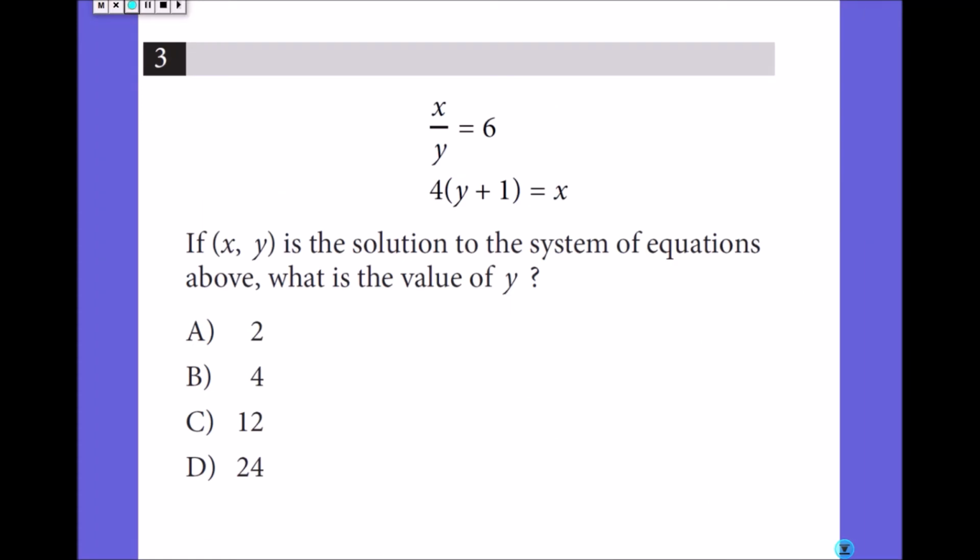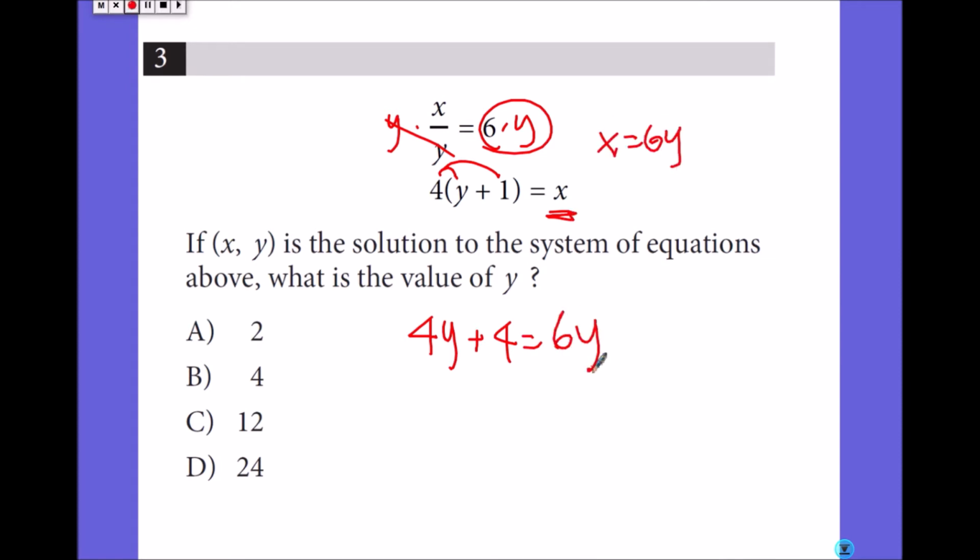Number 3. If x and y is a solution to the system of equations above, what is the value of y? So let's go ahead and solve for x by multiplying by y on both sides. And let's substitute 6y for x in the second equation. So 4 times y plus 4 equals x, which is 6y. Then you can solve for y.